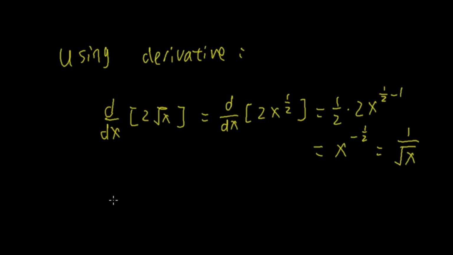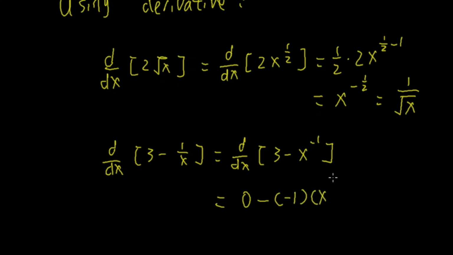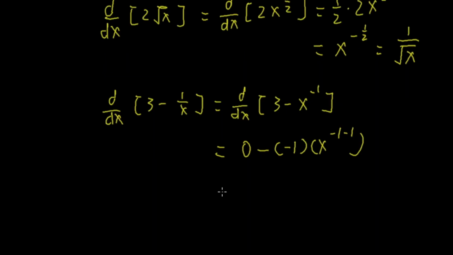Okay, now the derivative of the right side of the function, 3 minus 1 over x. That is the same as the derivative of 3 minus x to the power of negative 1. And we know that, right? The derivative of a constant is 0, so 0 minus, now move the power to the front, negative 1 times x to the power of negative 1 minus 1. So here we have minus negative is positive. That is 1 over x squared.